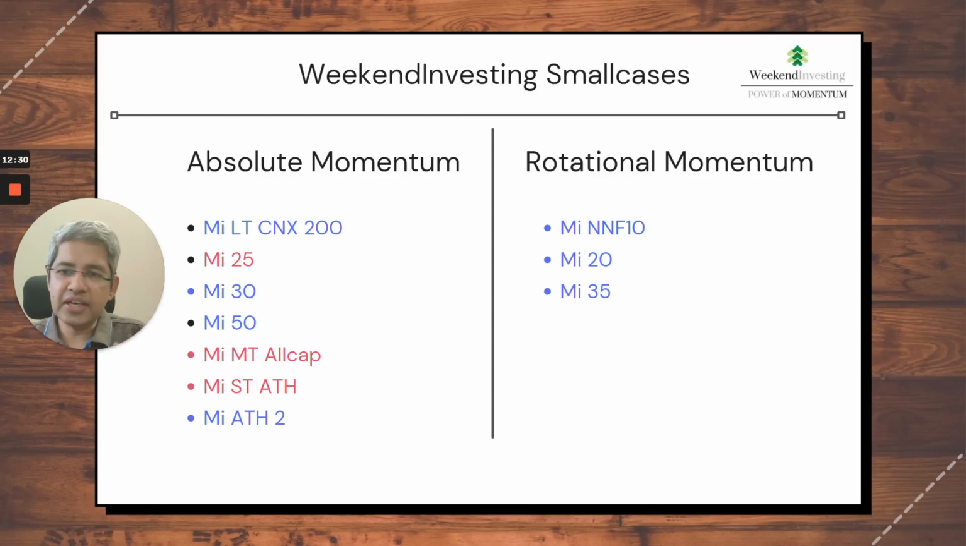MI35 is a specialized small cap rotational momentum strategy. It will kind of replace MI25, which is an absolute momentum strategy on small cap. Again, very well diversified and a good strategy for a portfolio size of, let's say, 3 to 15 lakhs kind of a range. So this is what the distribution of the various products is.